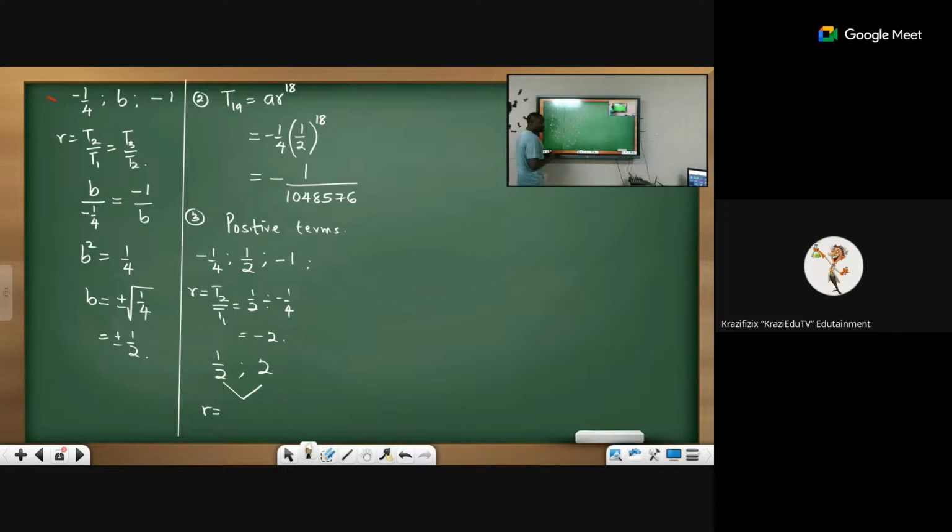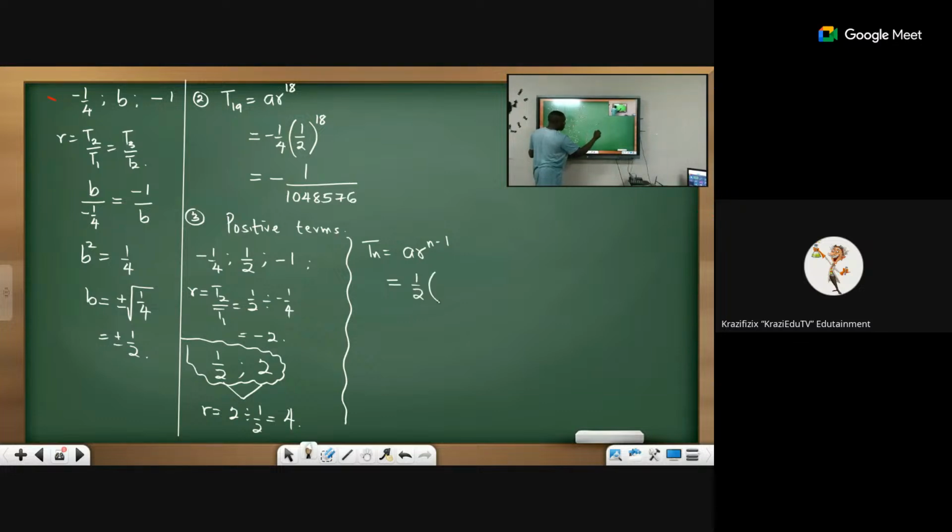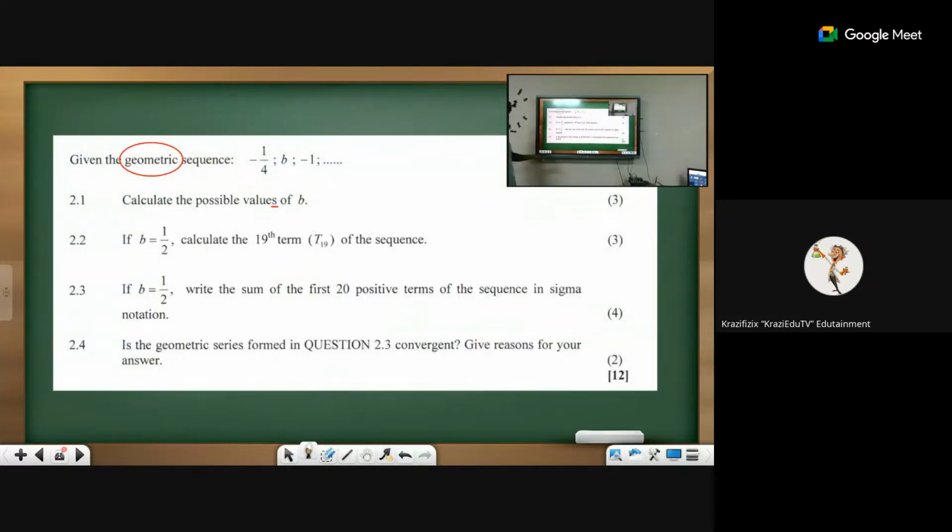What is our ratio here? One over 4, is it? You sure it's 4? Yes, 2 divided by half, which is 4. So what is our Tn going to be? Remember, a r to the power n minus 1. What is our a? 1/2. What's our r? 4. Now, what's our sigma? They said, how many terms? Is it 20 or 19? 20. Beautiful.